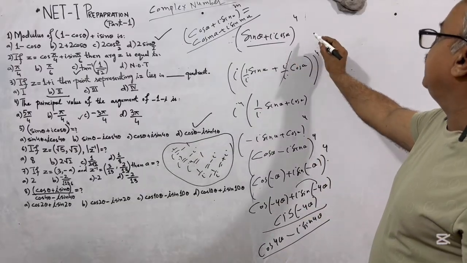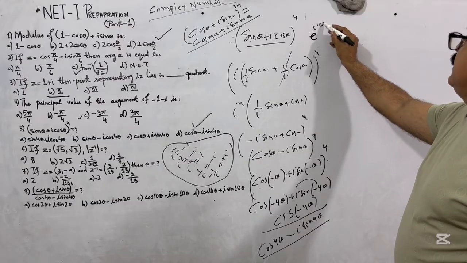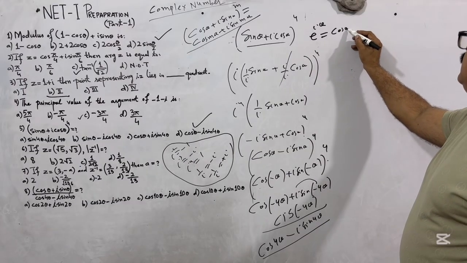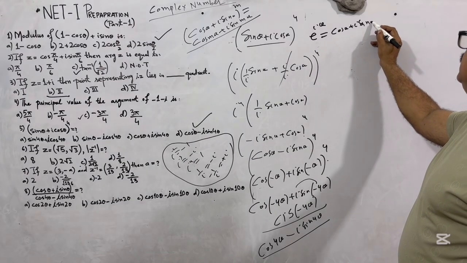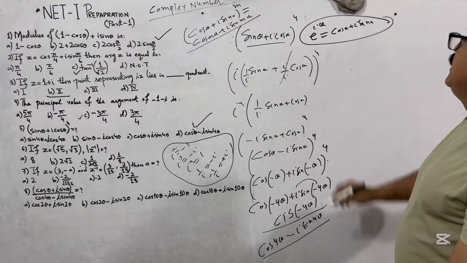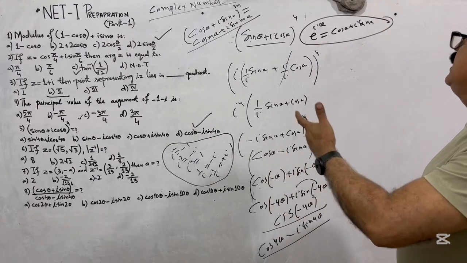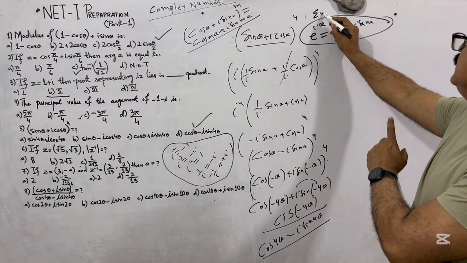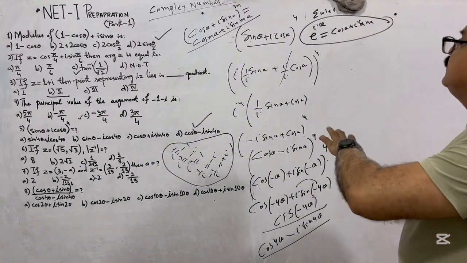It is a simple identity. One is familiar: e to the power i theta is equal to cos theta plus i sin theta. This is Euler's identity. We write Euler but pronounce it Euler.